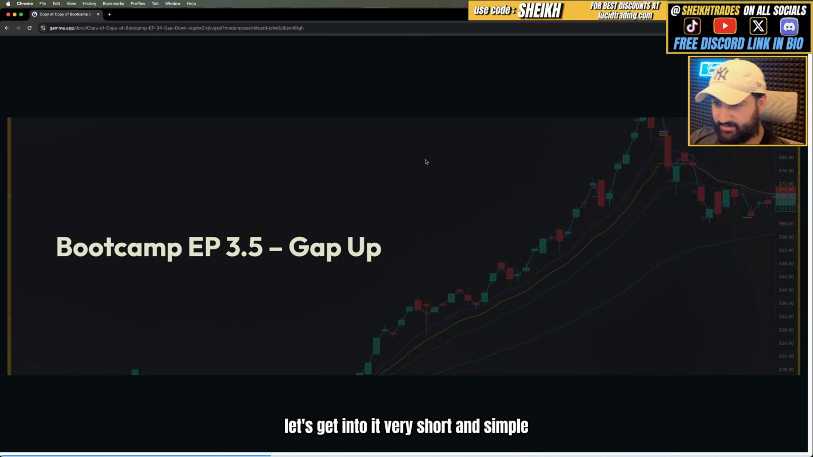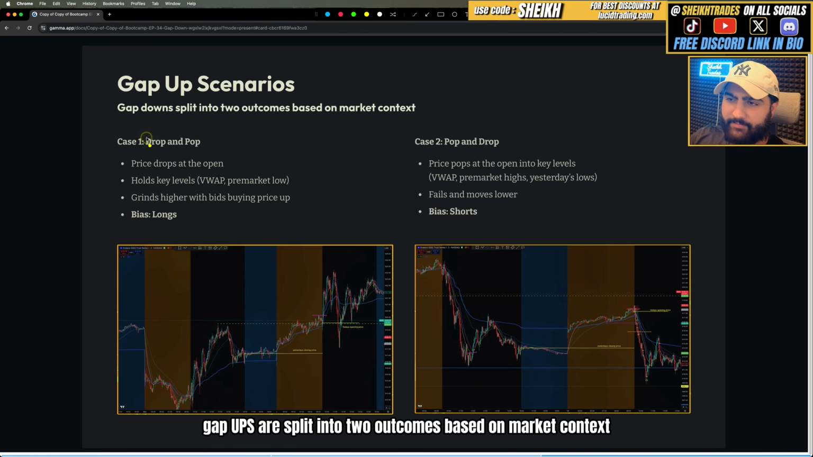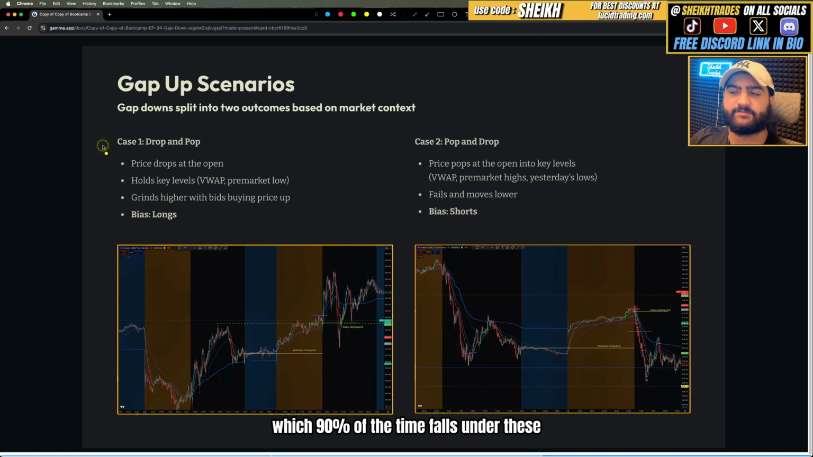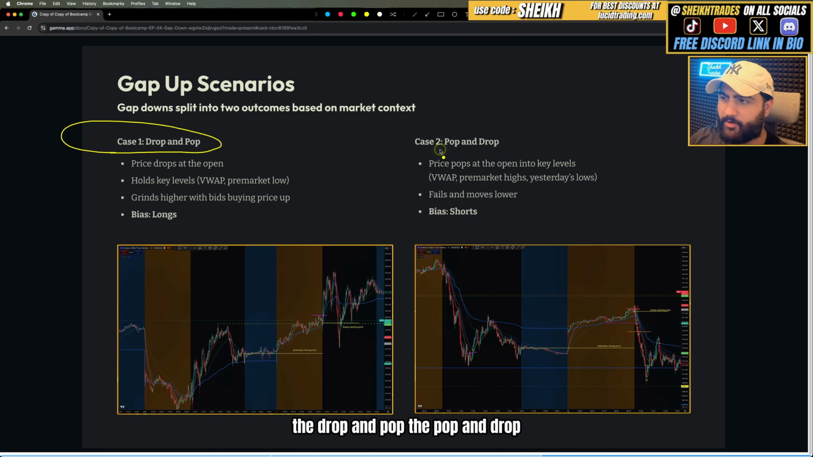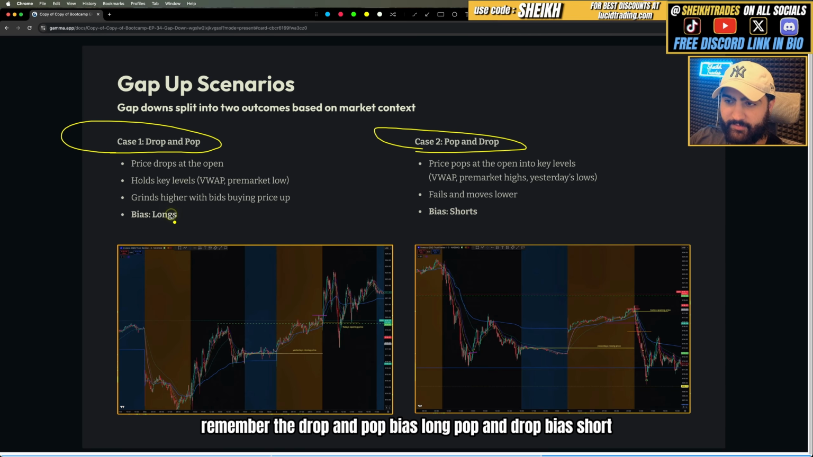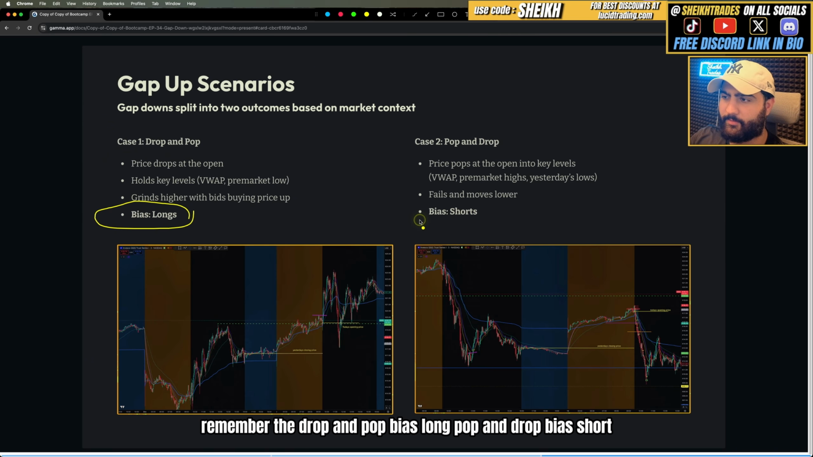Let's get into it. Very short and simple, you could see. Gap ups are split into two outcomes based on market context. Whether we have a gap up, there are only two outcomes that I'm interested in, which 90% of the time fall under these: the drop and pop, and the pop and drop. Remember, the drop and pop, buy is longs. Pop and drop, buy is shorts.